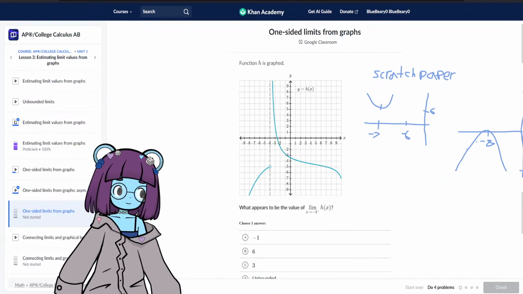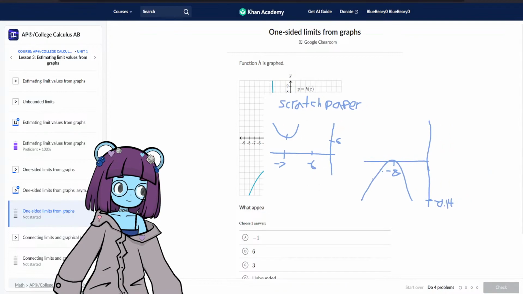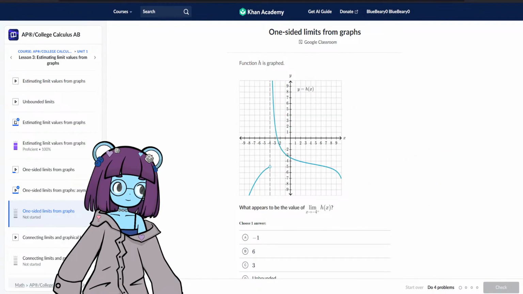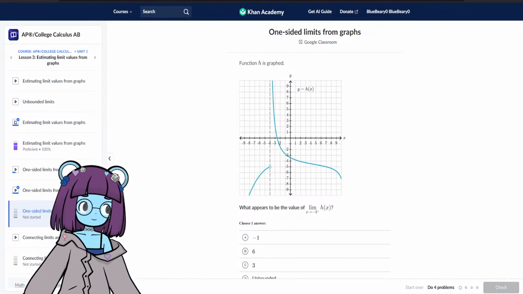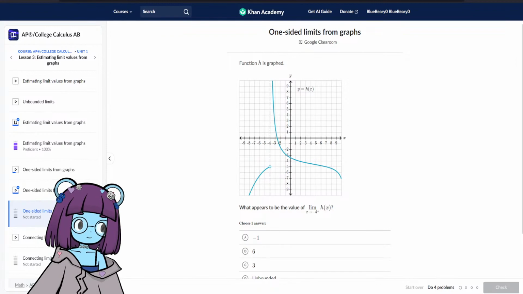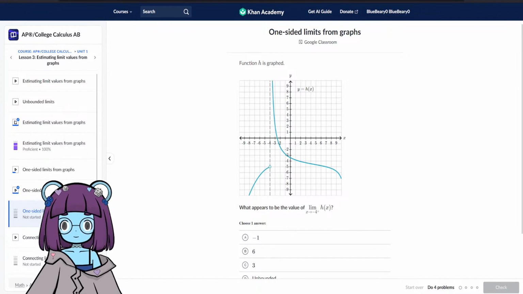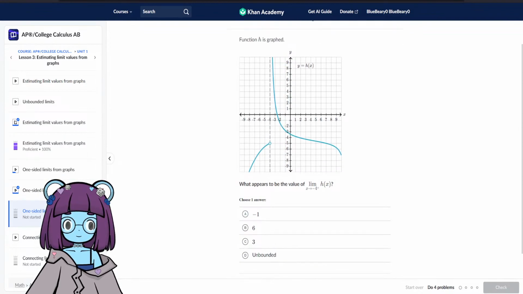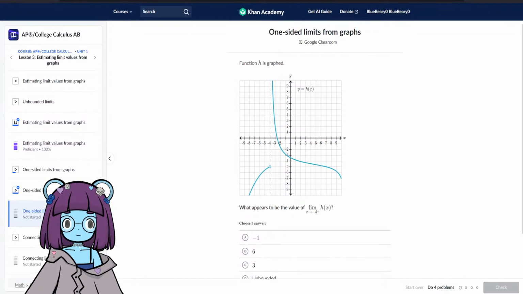Okay, I'll move everything back, back to my little corner. So this function is graphed. It appears that h of x as x approaches -4 from the right.